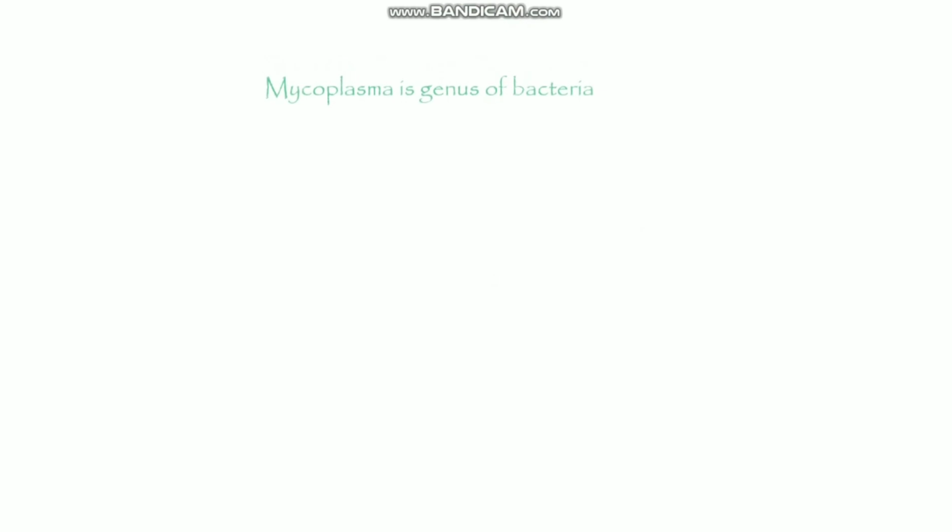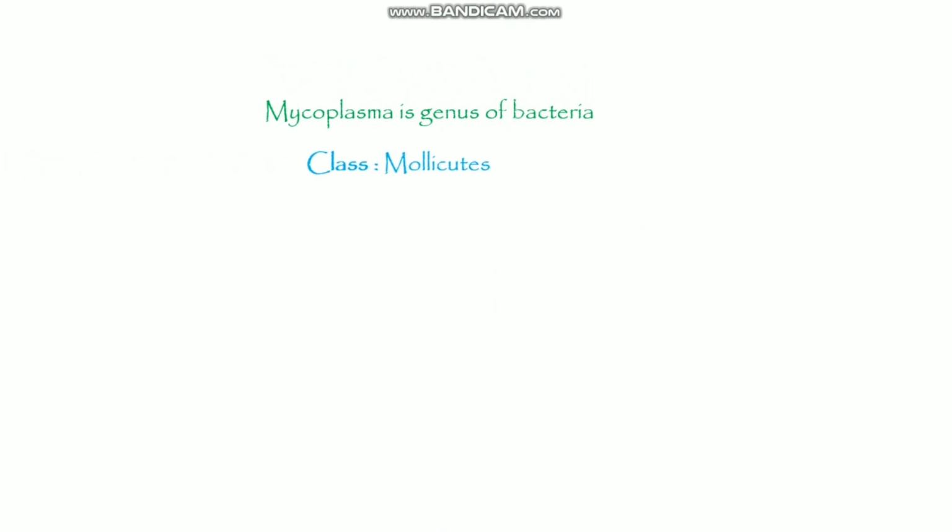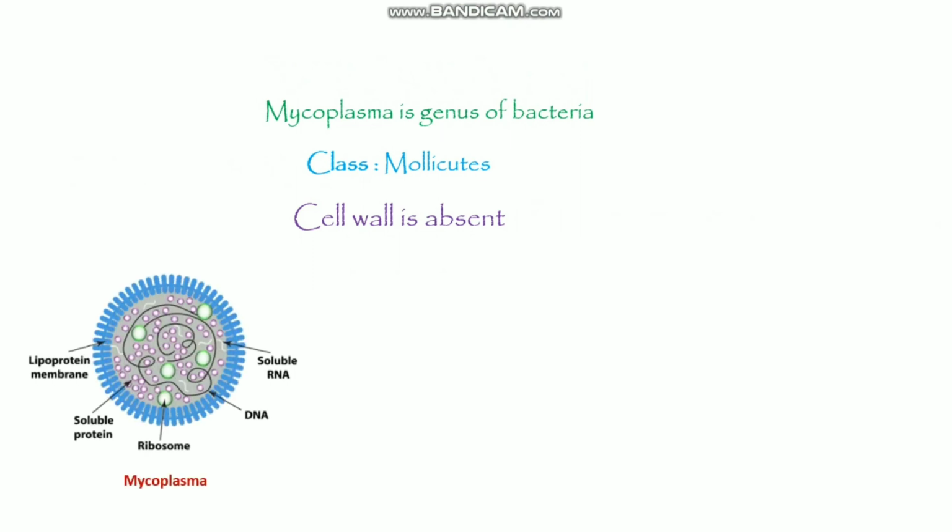Let's begin. First, mycoplasma is a genus of bacteria, in the class Mollicutes, and the cell wall is absent. This is the main difference between mycoplasma and bacteria. Bacteria have a cell wall, but mycoplasma has no cell wall. This is the structure of mycoplasma. It contains a lipoprotein membrane, soluble protein, ribosome, DNA, and soluble RNA. In this figure, as you see, the bacteria have a cell wall, but in mycoplasma there is no cell wall.